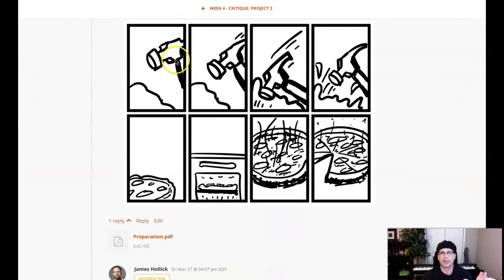Right now, it looks like you're using a hammer to prepare a pizza, and this is one idea. Okay, you've got 8 frames, but we either need 8 different, completely separate ideas, alternative uses of a hammer, or we need 8 sketches of using a household item for something other than what it's intended for. Do you see what I'm saying?